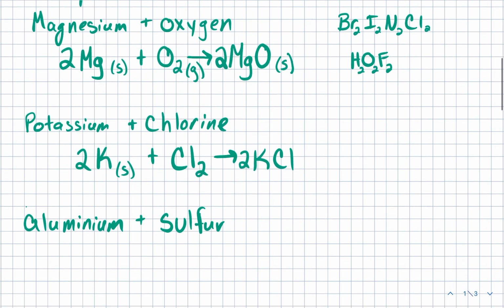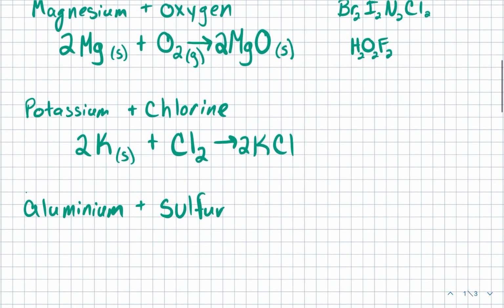Now the last one I have doesn't have a diatomic, so not all of them are diatomics. This time I have an aluminum, which is going to be a solid. I snuck my state symbols in up above there. I always have to double check myself. And then I have sulfur. Sulfur is going to be a gas. Sulfur is not diatomic, so it will just stay as S.